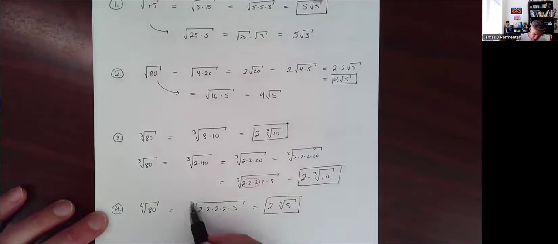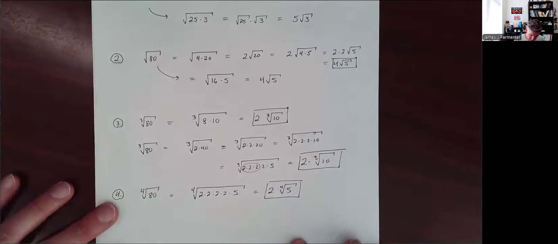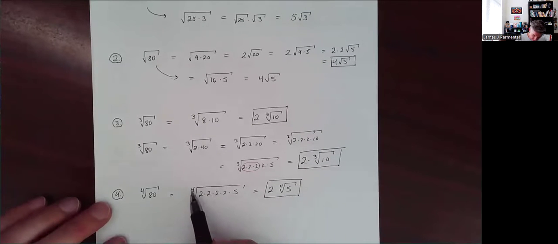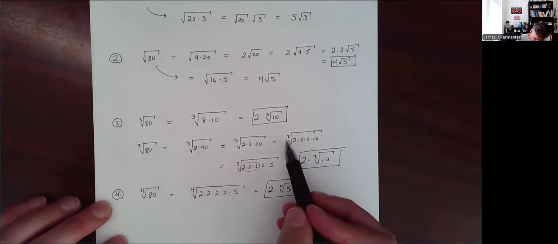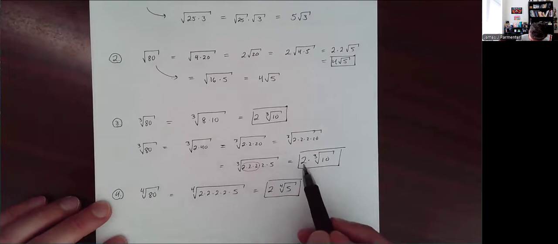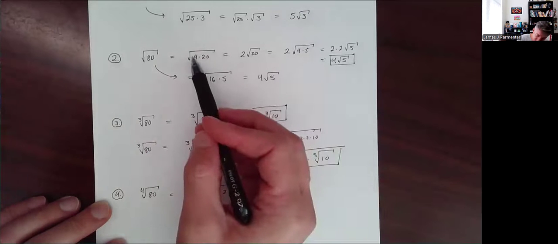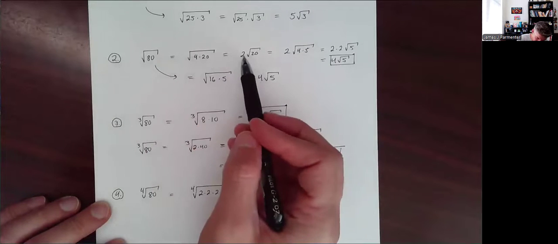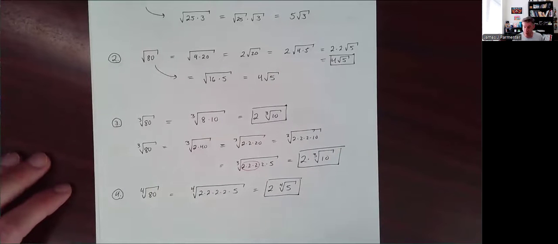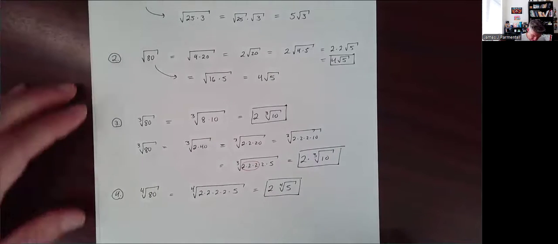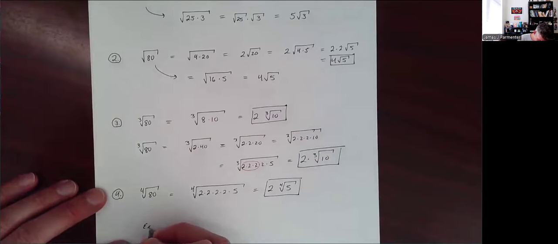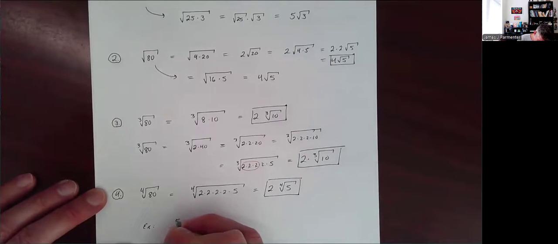So basically, whatever your root is, you need that many of them to pull it out in front of the root. So the fourth root of 2 times 2 times 2 times 2 is 2. The cube root of 2 times 2 times 2 is 2. The square root of 2 times 2 is 2. That idea holds.